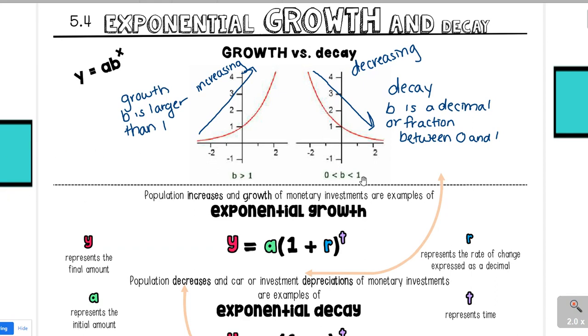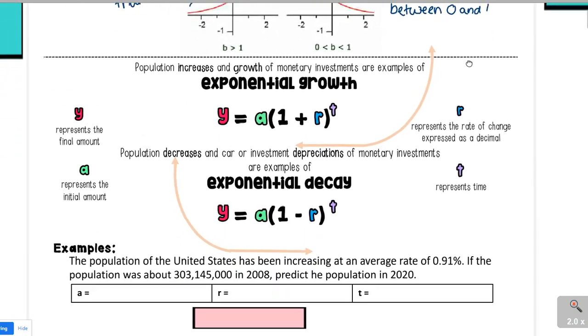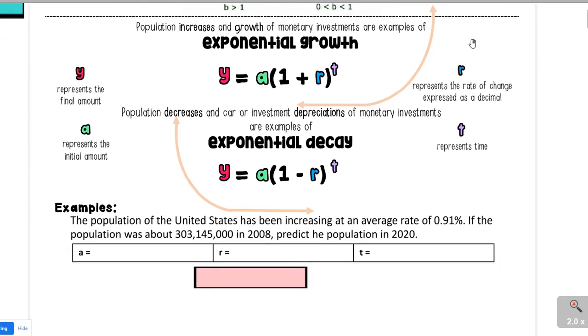So let's look at exponential growth. When population increases and a growth of monetary investments, then that is an exponential growth. And we're using this equation: Y equals A times 1 plus R raised to the T. Y, that is your final amount. A is your initial amount, so what you're starting with. Your R is the rate of change as a decimal, and T is time. So this is a growth, so it's going to increase.